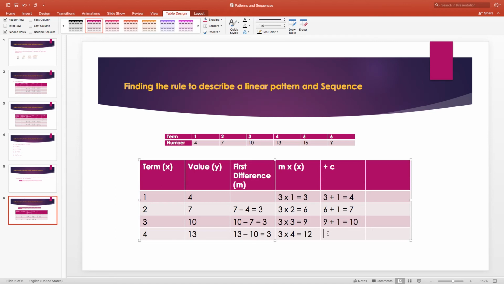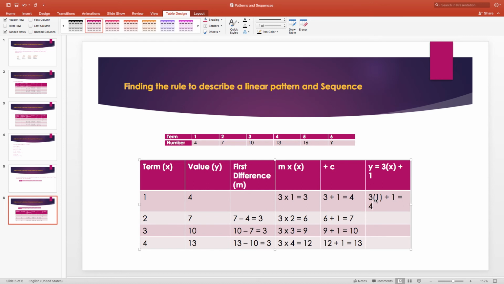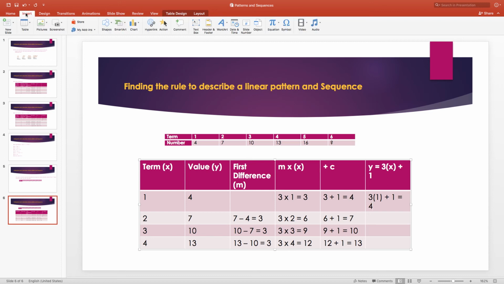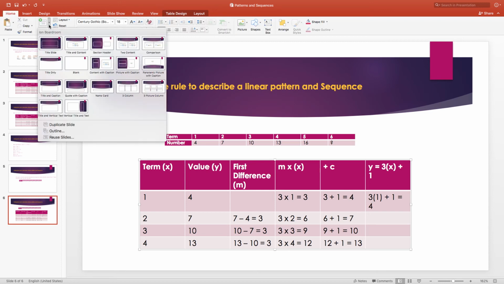And 12 plus 1 equals 13. So my rule is going to be y equals 3x plus 1. And if I multiply each of those there, I'll just do the first one. So we're going to have 3 times 1 plus 1 equals 4, and so on. So my rule is found, and now I can use it to calculate the things that I want to calculate.